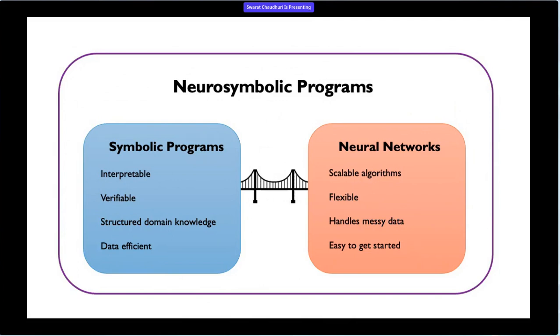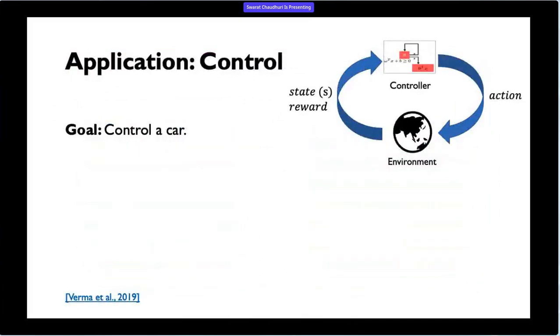On the other hand, neural networks are, the algorithms for learning are scalable. They're very flexible. They can handle messy data. The simple input-output interface means it's easy to get started. So when do we need to bring these two things together? And so here's an example of that.